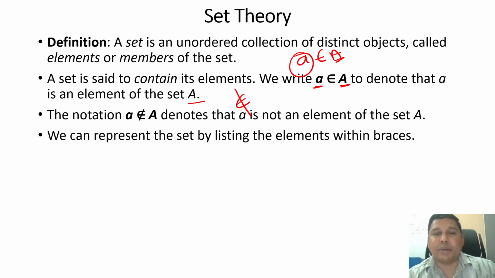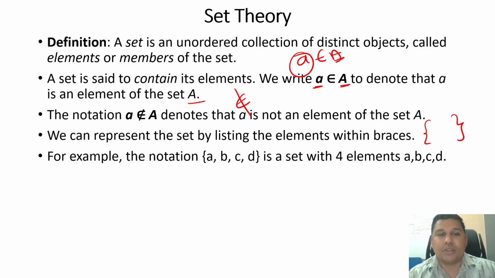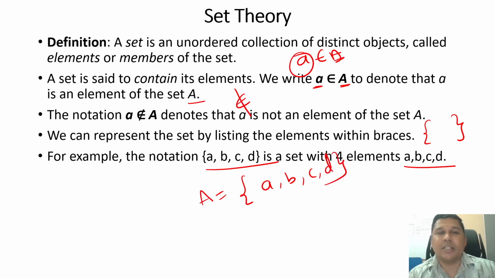And we can represent the elements in curly brackets like this. You can give the elements of the set in these curly brackets. So for example, if there is a set with 4 elements a, b, c, d, we represent it like this: A = {a, b, c, d}. This is how we represent the elements of the set.